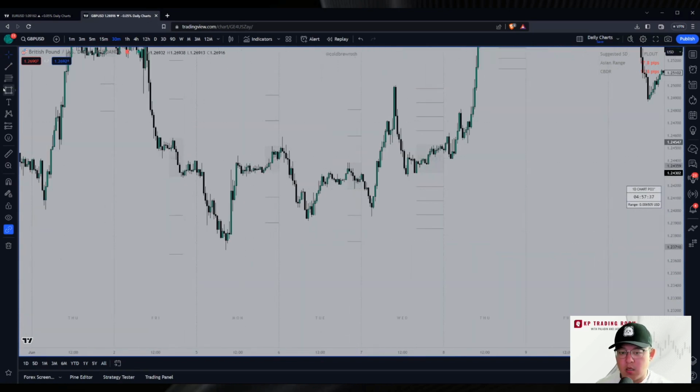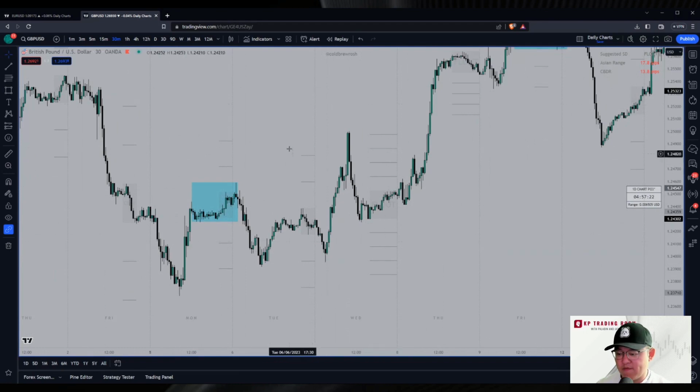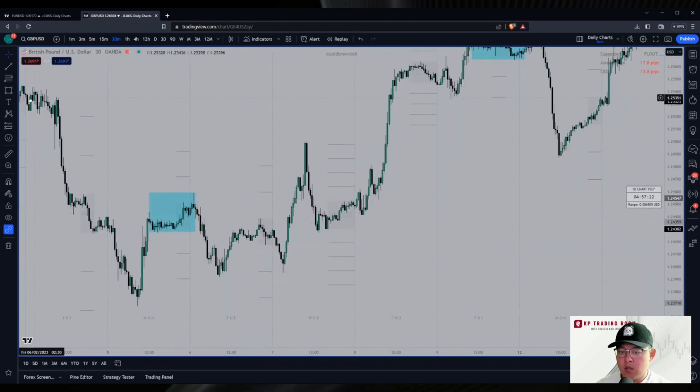Right, so this is a nice consolidation here. Right? You could see this, right? Accumulation, manipulation, and then distribution. Or you could see this as accumulation, manipulation below the range, and then distribution above. All right. Same thing here. Right. So this can be subjective.